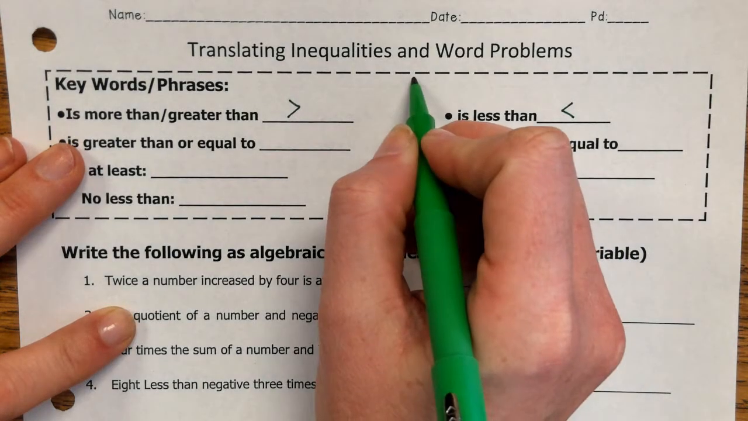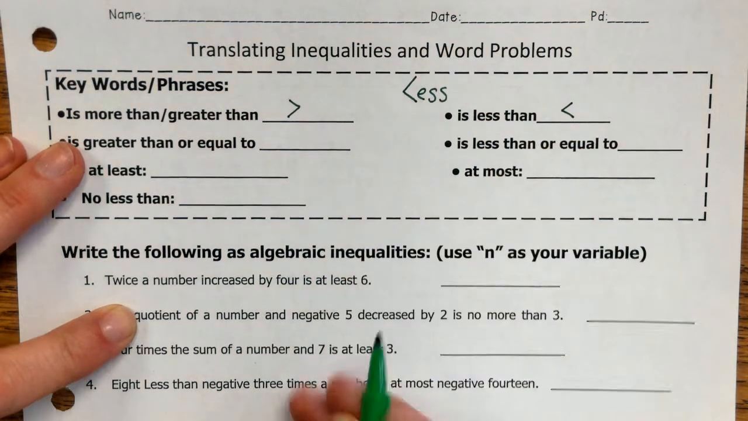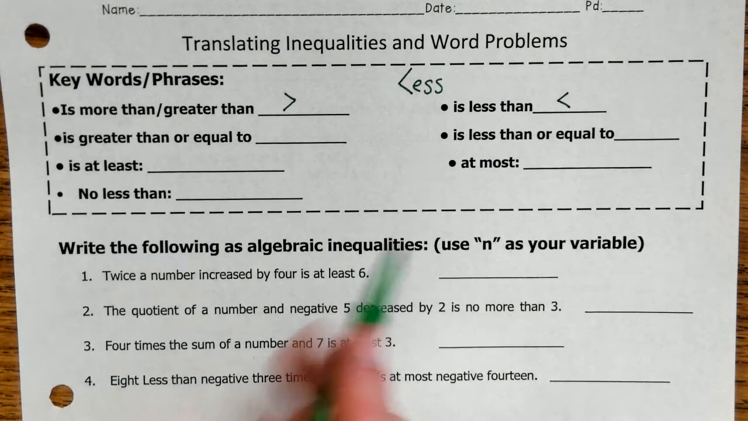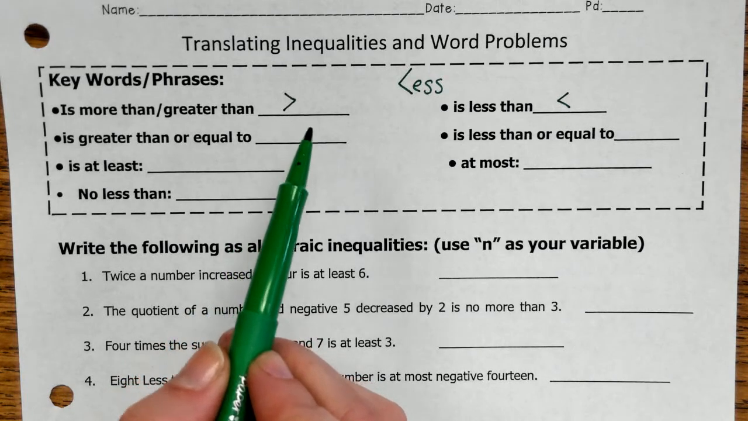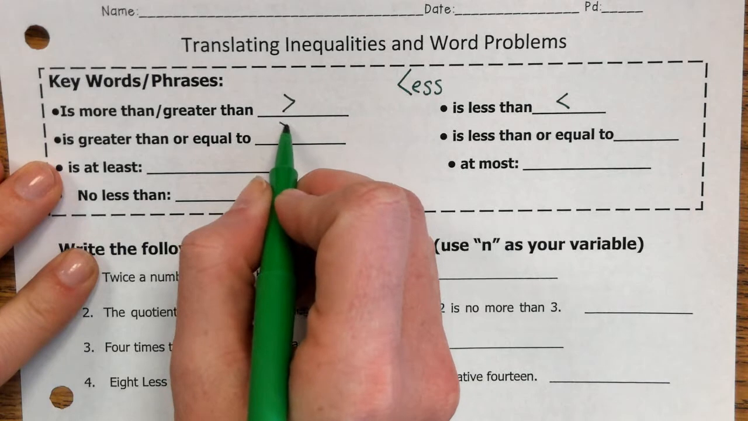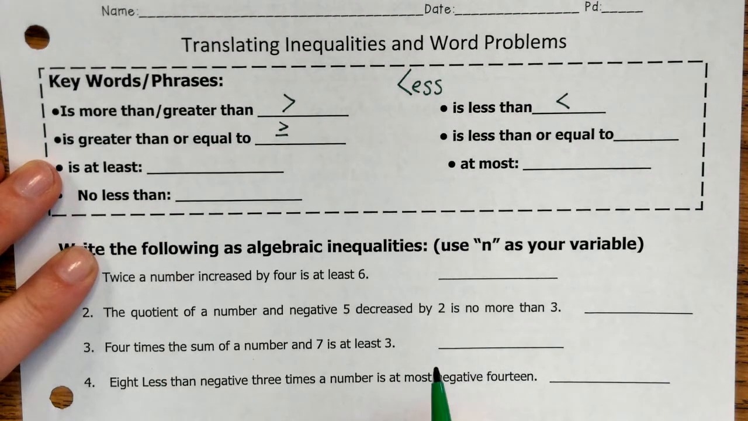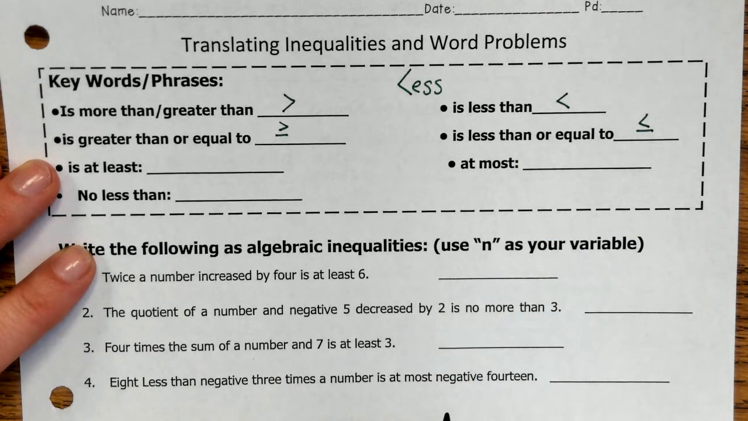Remember the trick that I showed you? Your less than sign kind of spells the word less because that looks like an L, at least more than an L than this one does. Greater than or equal to has that line underneath. It has half of the equal sign. Less than or equal to, again, has half of the equal sign underneath.